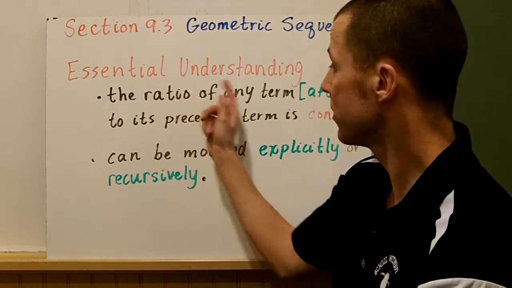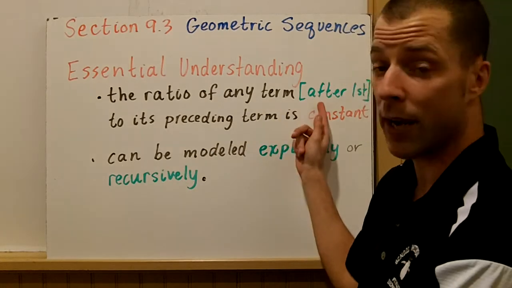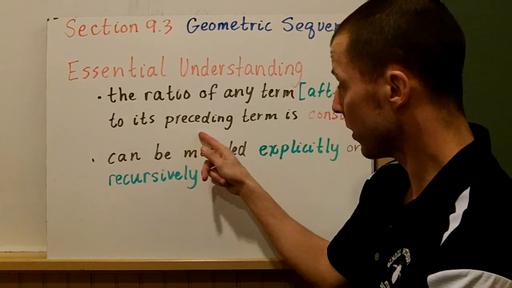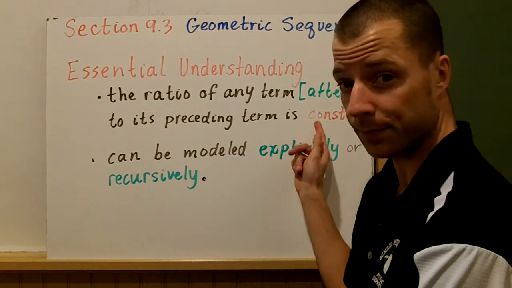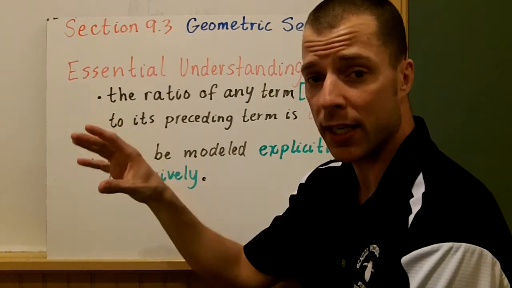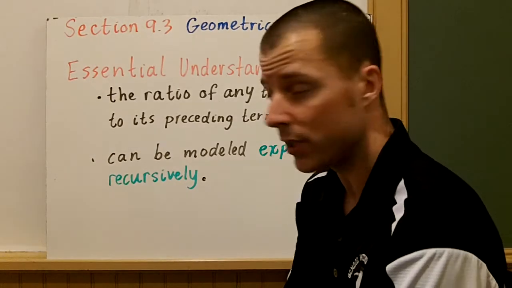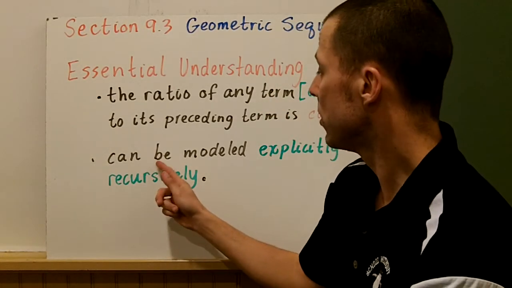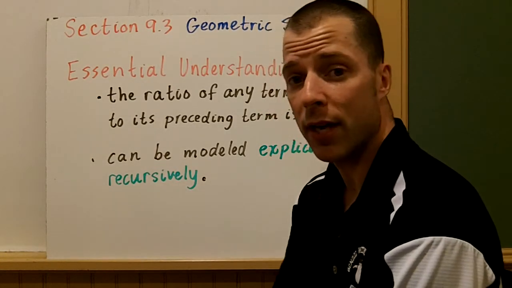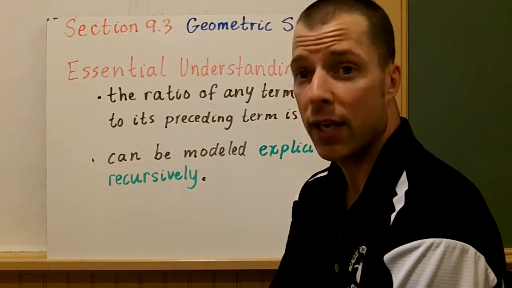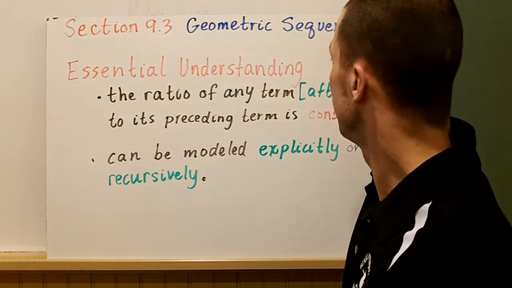So our essential understanding is that the ratio of any term after the first to its preceding term is constant. Meaning if we take a number and multiply it by its previous term, and then we keep doing that, we should get the same result each time. Okay? It's also important to notice that we can model geometric sequences explicitly and recursively as well.